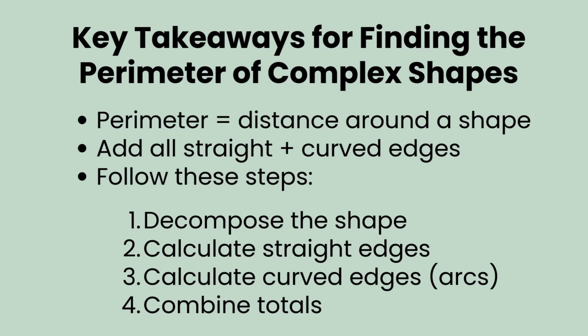Before we wrap it all up, here are some essentials. Perimeter is the total distance around the shape. When it comes to complex shapes, remember, you're adding the perimeter of the straights and the curved edges. Break the shape down into familiar parts, use circumference formulas for curved sections, and make sure you always combine everything at the end.